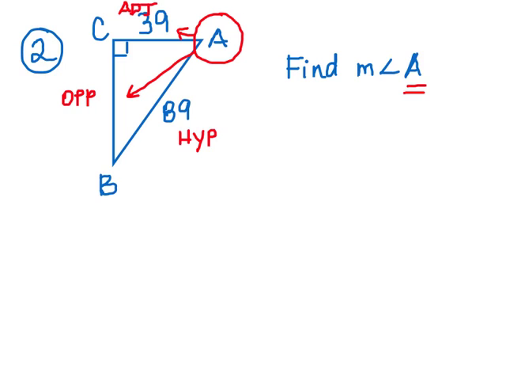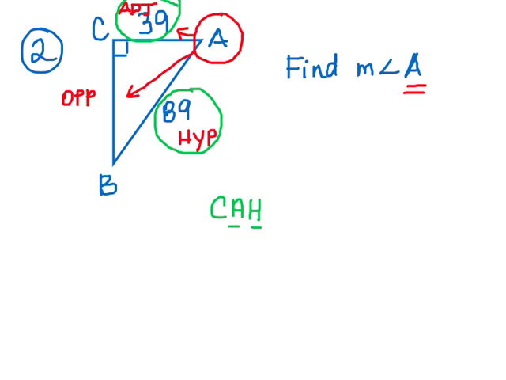So you want to label those every time, just so you don't get confused of which sine, cosine, or tangent you're going to be able to use here. Since we were given information about the hypotenuse and about the adjacent, we want to use whichever trig ratio has adjacent and hypotenuse in it. And remember, SOHCAHTOA, the one that has the adjacent and the hypotenuse is the cosine.